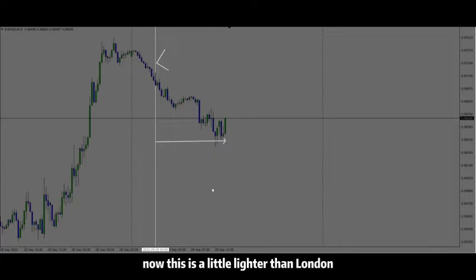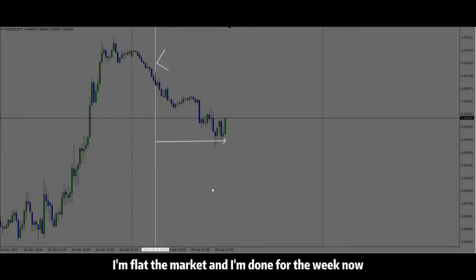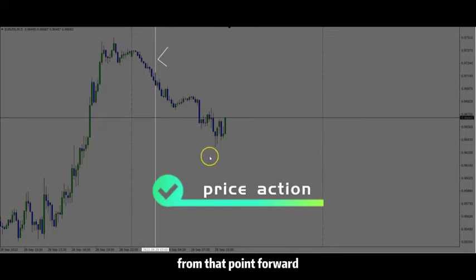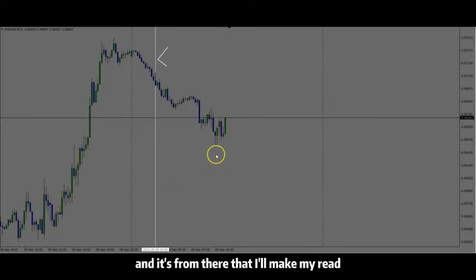Now this is a little later than London. I've already traded today. I've finished, I'm flat the market and I'm done for the week now. All I'm looking at is this line here, moving forward and looking at the price action from that point forward. And it's from there that I make my read.